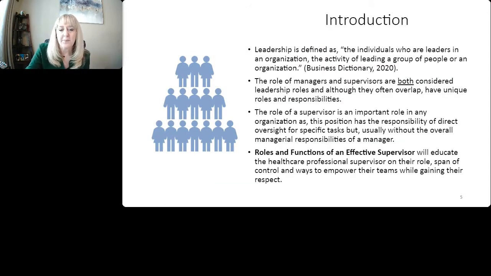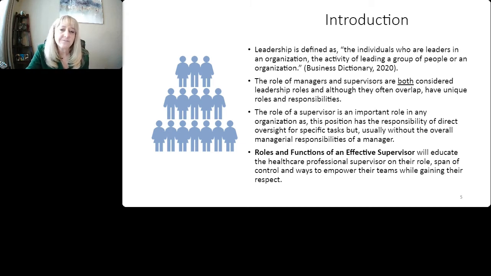What is leadership? So the business dictionary defines it as the individuals who are leaders in an organization, the activities of leading a group of people or an organization. So when I sit there and I think about leadership, I've had great leaders and I've had not so great leaders. But what distinguishes a great leader from someone that's not effective?